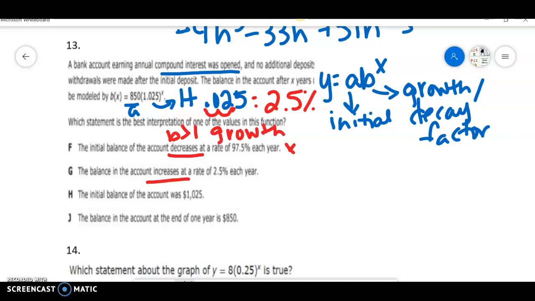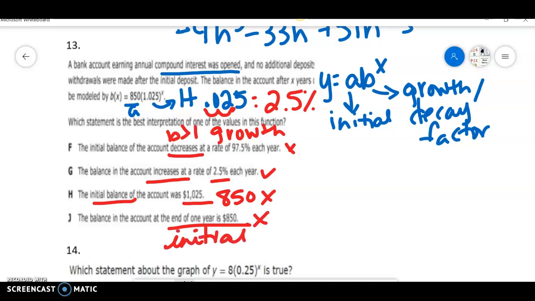The balance increases at a rate of 2.5. That's what we have up there. Initial balance was 1025? No, the initial balance was 850. And the balance at the end of 1 year is 850? No, that's the initial. So it does have to be G.